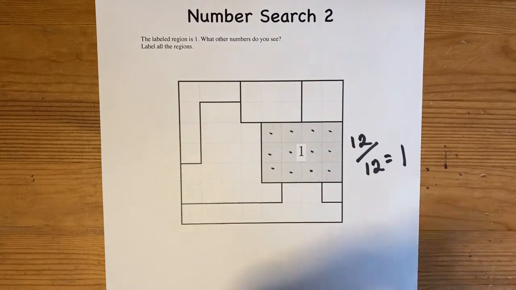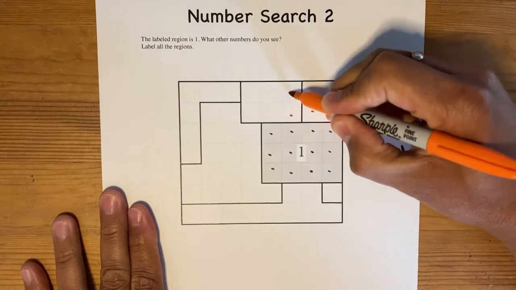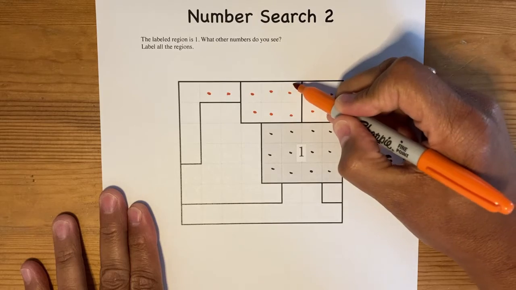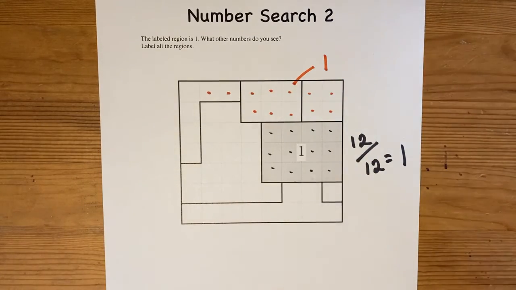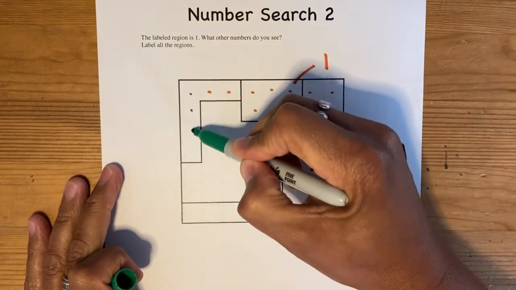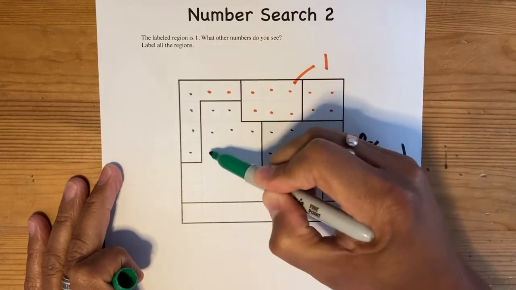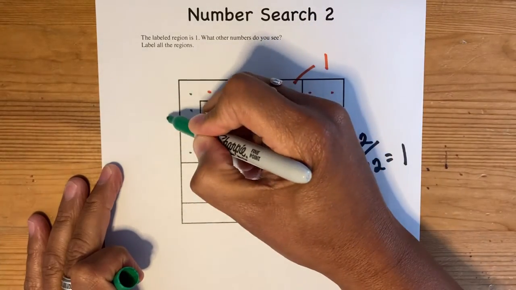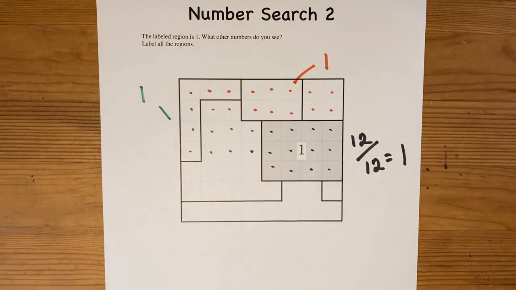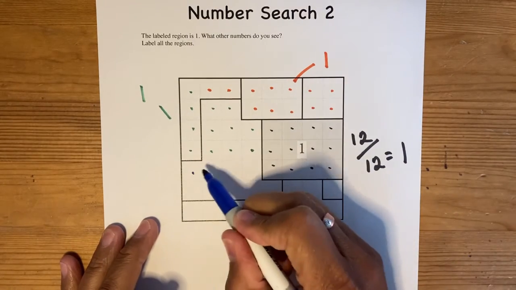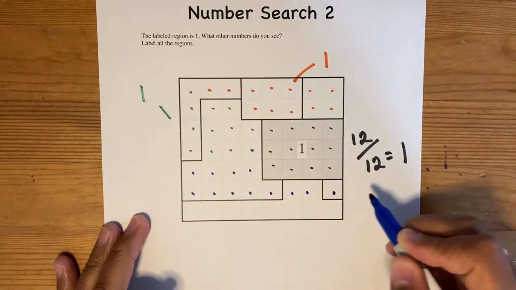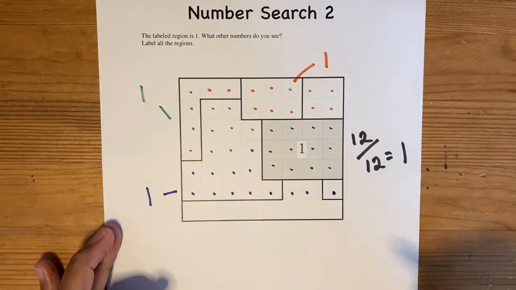So I'm going to start counting up my wholes. 1, 2, 3, 4, 5, 6, 7, 8, 9, 10, 11, 12. That's another whole, because that's 12 twelfths. 1, 2, 3, 4, 5, 6, 7, 8, 9, 10, 11, 12. That 12 twelfths is another whole. 1, 2, 3, 4, 5, 6, 7, 8, 9, 10, 11, 12. That 12 twelfths is another whole.